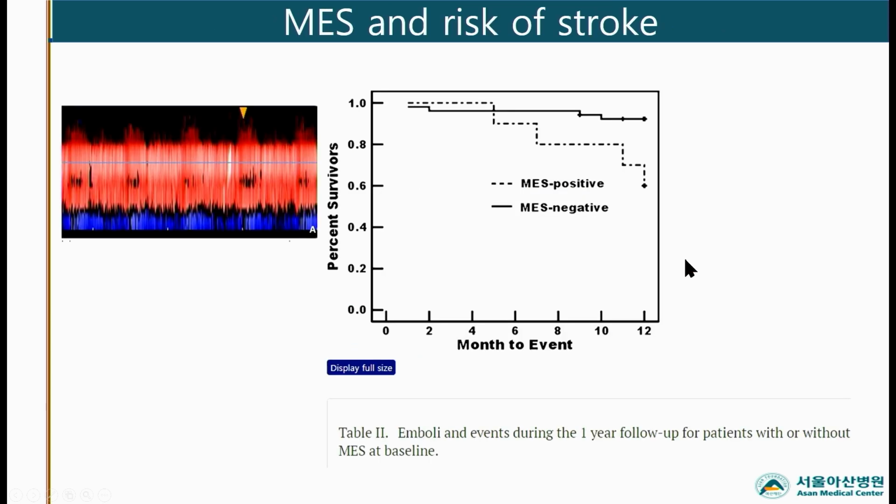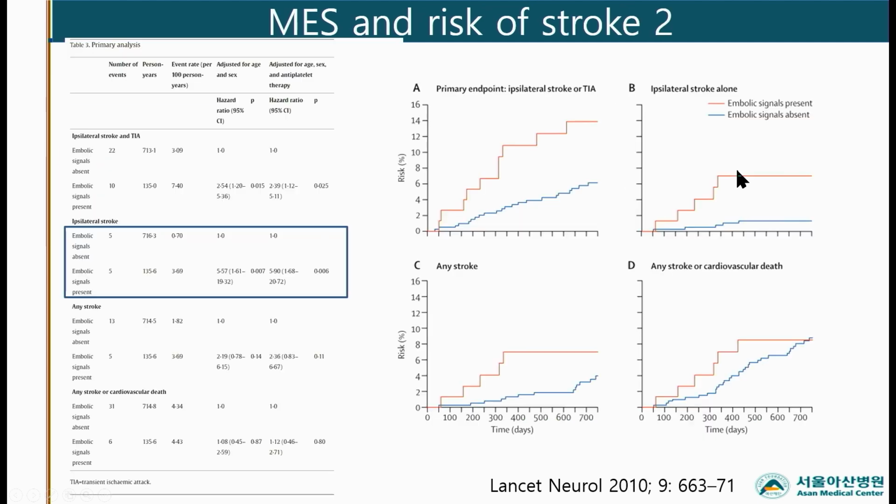A more direct method to monitor is the microembolic signal detected by transcranial Doppler. As you can see here, if the patient has an MES, the patient has a higher risk of ischemic stroke. And how much risk is that? Using the patient who doesn't have an MES as a reference, if there is a microembolic signal detected by transcranial Doppler, these patients may have a 5 to 6 times higher risk of ischemic stroke.